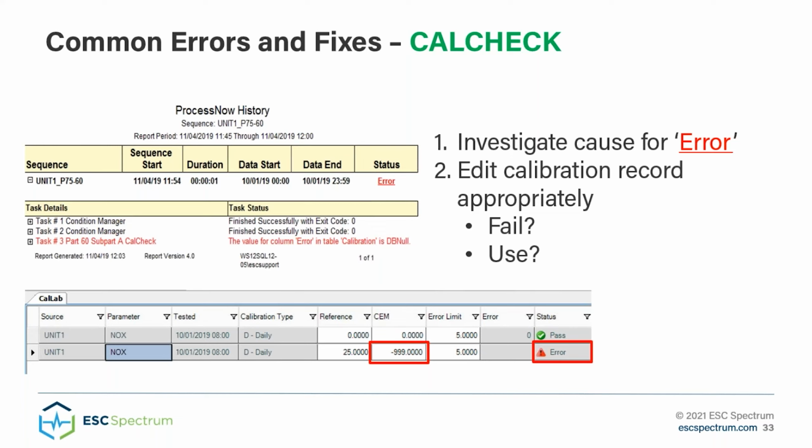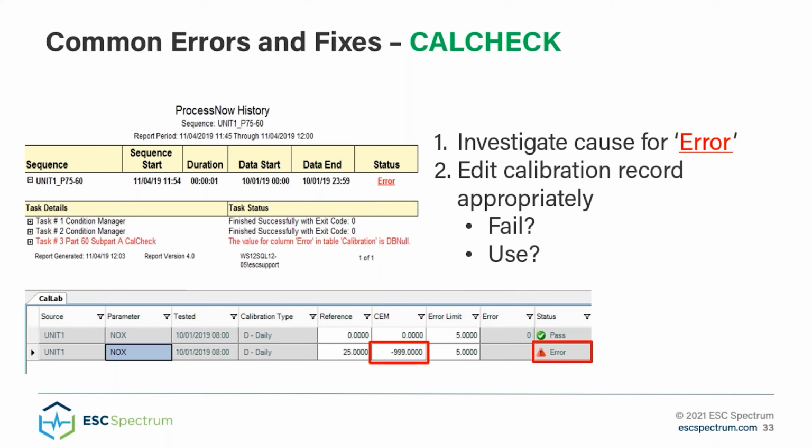What we want to do is investigate the cause of the error. Click on the red error link. It will probably tell you, the calibration on October 1st has an error in it. So what we want to do is go into our CalLab. We can edit the calibration records appropriately. If it was an aborted cal, we can select not to use it. If the calibration did fail, we can also change it so it's actually reading an error.